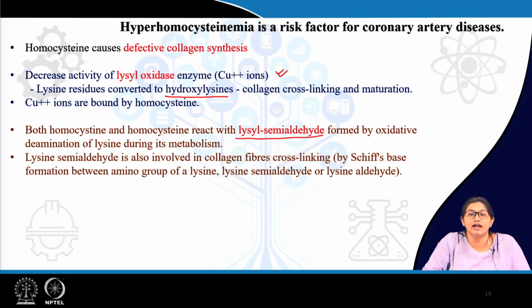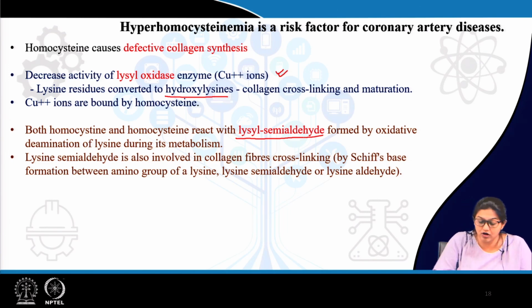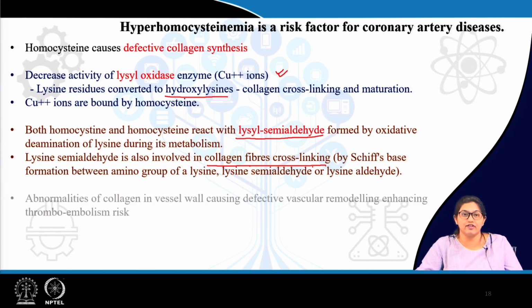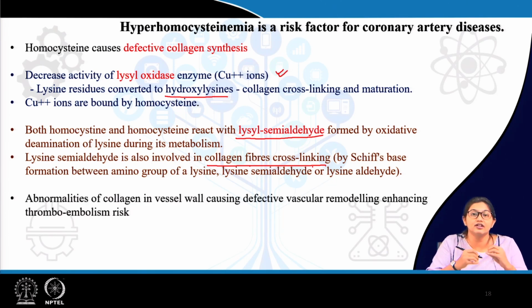Lysyl semialdehyde is a product of lysine via oxidative deamination. This semialdehyde is also important for formation of collagen fiber cross-linking via formation of Schiff's base. So, in both cases, collagen cross-linking as well as collagen maturation is affected. So, what is actually affected? The formation of vascular walls as well as remodeling, which predisposes to thromboembolic risks.